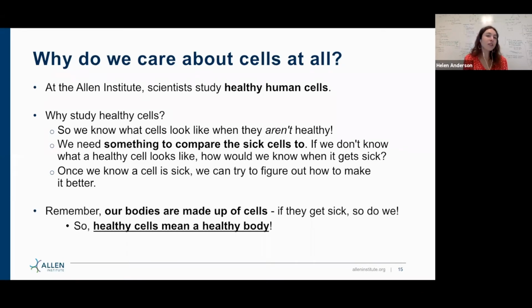And once we know that a cell is sick, we can try to figure out how to make it better. But first, we need to know what healthy cells look like so we know what unhealthy cells look like. And then we can try and make the healthy cells better. Remember, our bodies are made up of cells. So if they get sick, so do we. Healthy cells mean a healthy body, mean a healthy you.